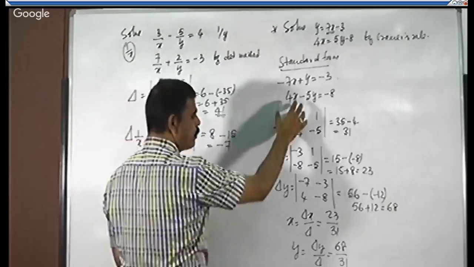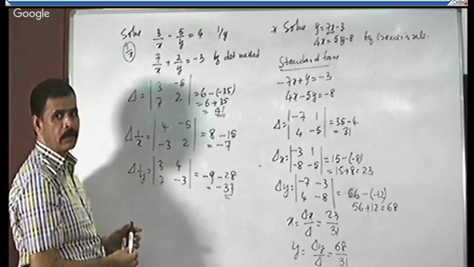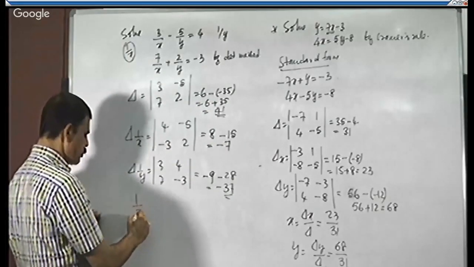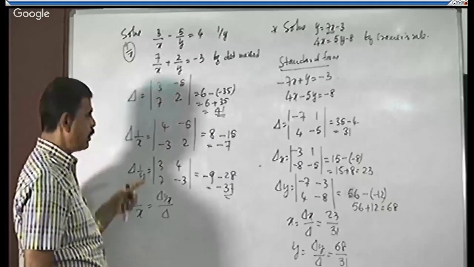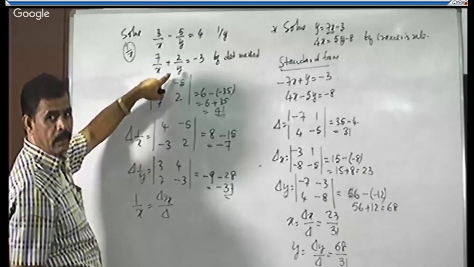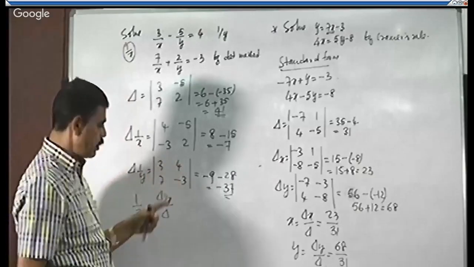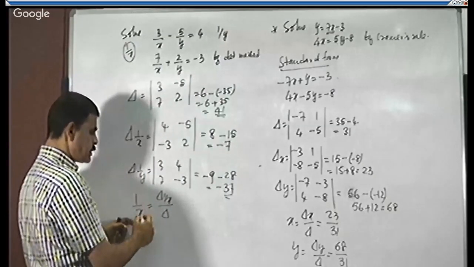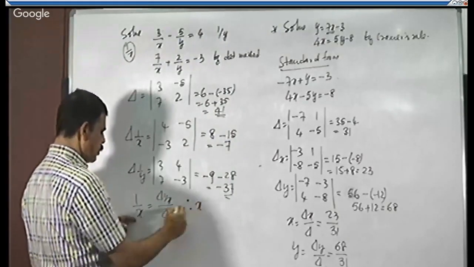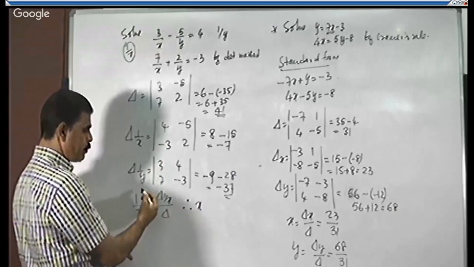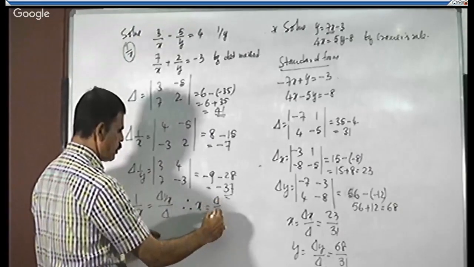See, in the last example, we took x is equal to delta x by delta. But here, what do we need to take? We have to take 1 by x is equal to delta 1 by x divided by delta, because here we have written all the determinants as the coefficients of 1 by x and coefficients of 1 by y. Therefore, we need only x now. Take the reciprocals. 1 by x becomes x by 1. In the same way, delta 1 by x by delta becomes delta by delta 1 by x.